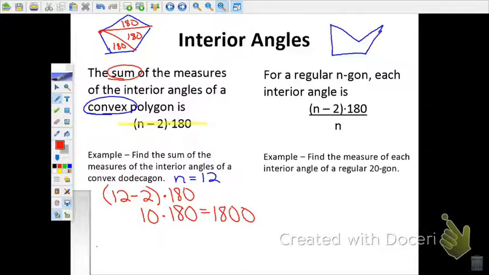Okay. So you are going to get large numbers. We will not be using calculators in this unit. You will be doing that multiplication process, but again, you will need to show that work. So plug the numbers into the formula, 12 minus 2 times 180, then work it out. So that's to find the sum.